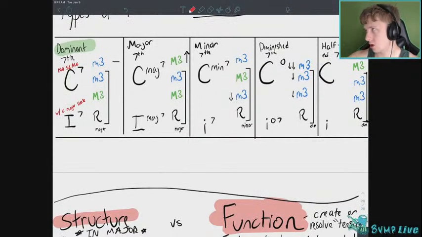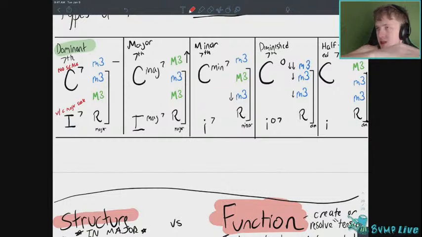Then we have the structure, which is like the concrete: what are the intervals, what makes up this chord? What are the major third, the minor third, and the major third, right? That's the structure. Or like what key it's in, what notes this quality makes up. That's all structure. That has nothing to do with why that chord's there and how that chord leads to other ones. That all has to do with function.